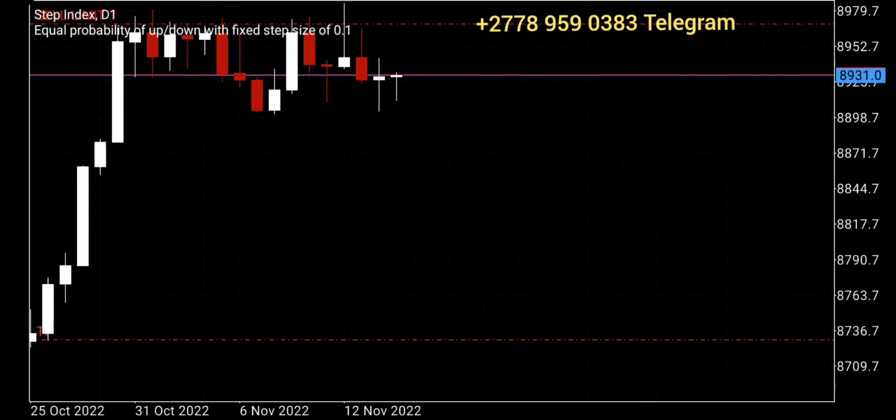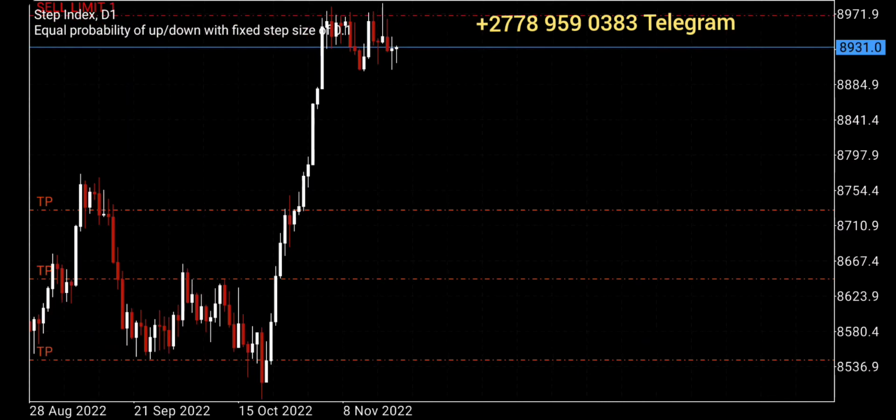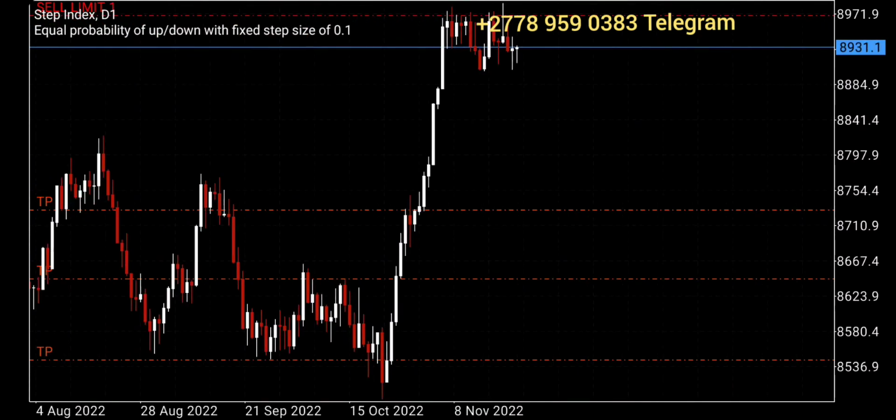And today I want us to look at something very unique, something different from what we normally analyze here on our chart. So we're going to look at step index.